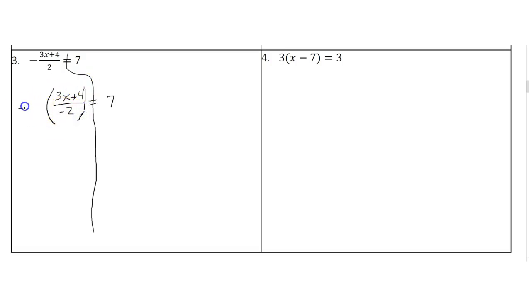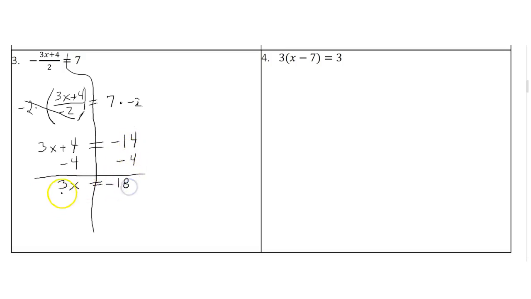Multiply both sides of the equation by -2. This leaves the numerator unchanged, for 3x plus 4 equals -14. Now we can solve as we did above. Subtract 4 from both sides, for 3x equals -18. Divide both sides by 3, for x equals -6.